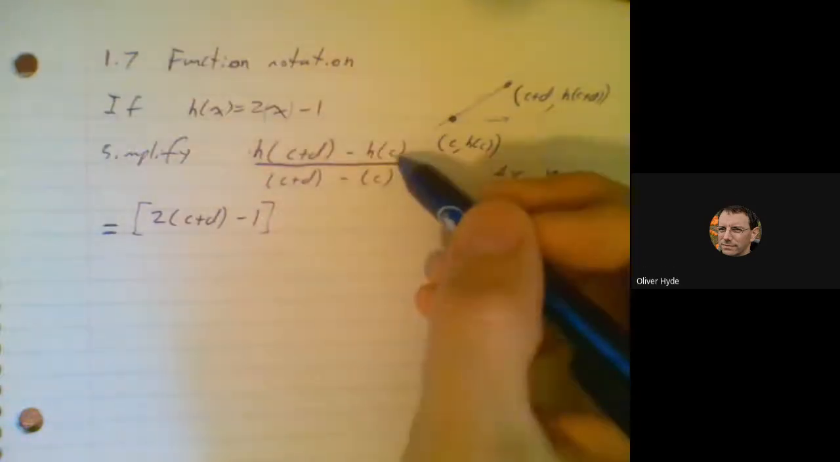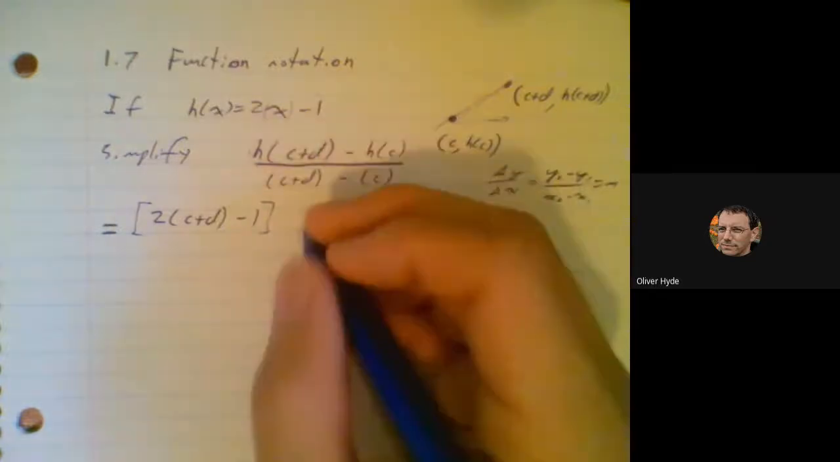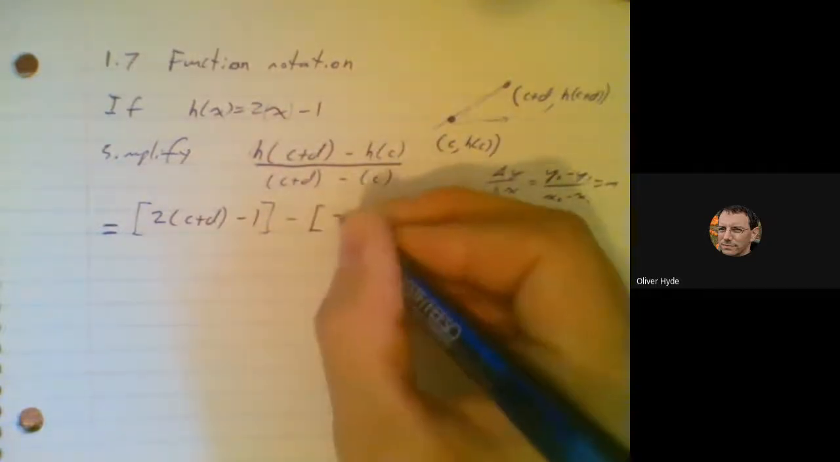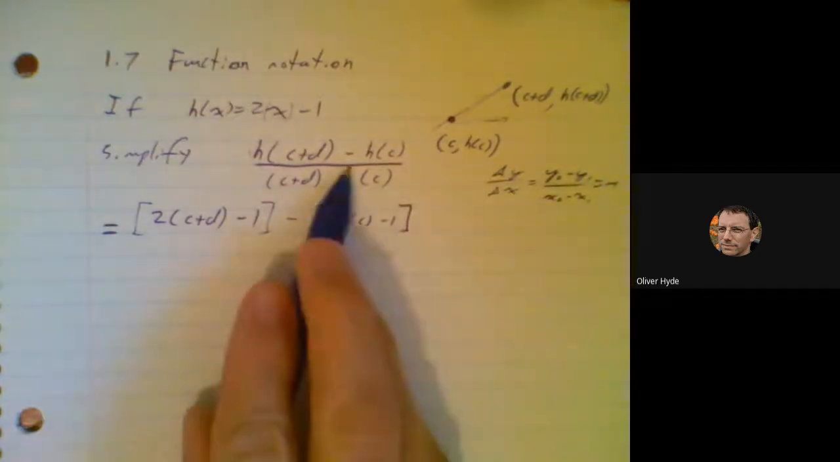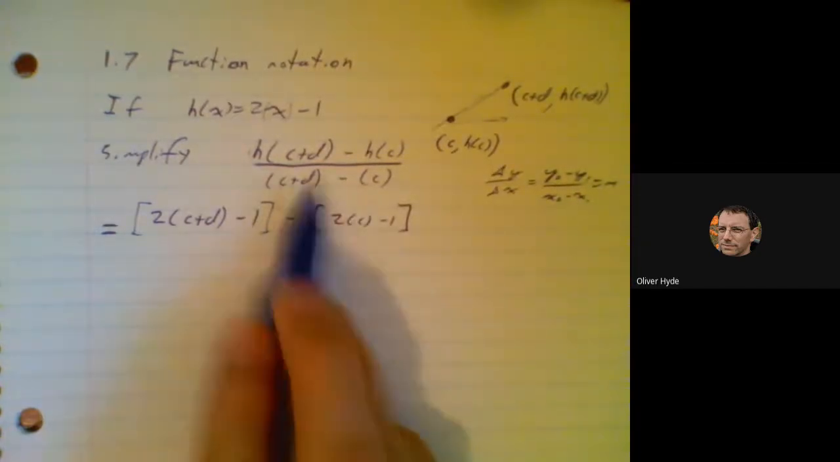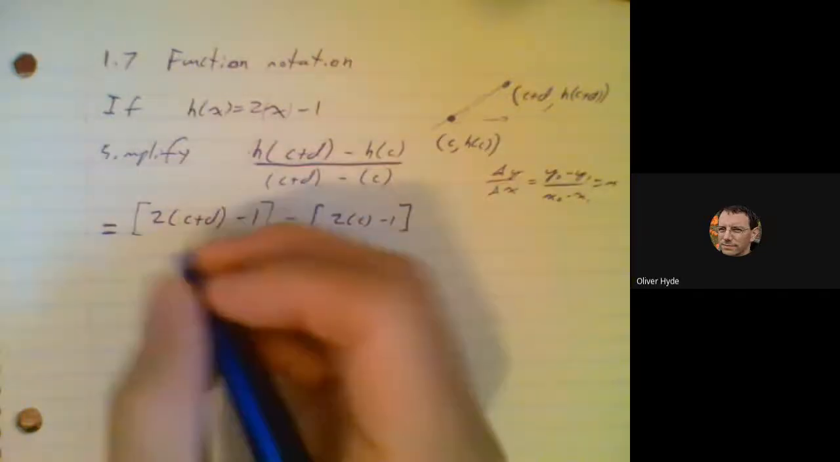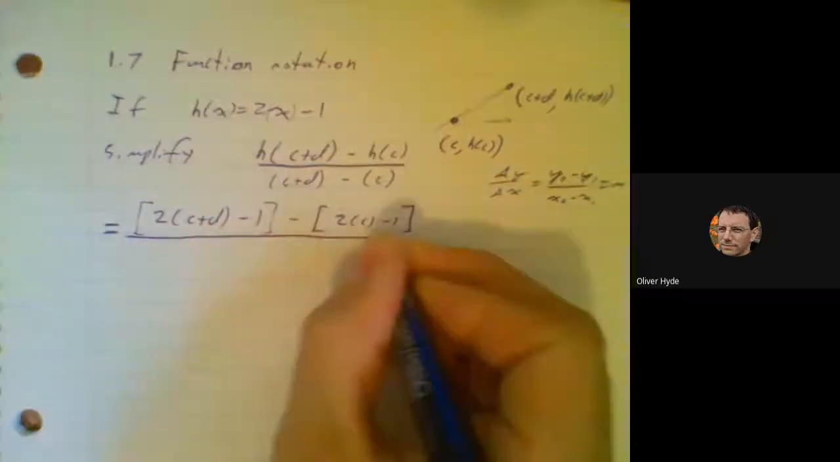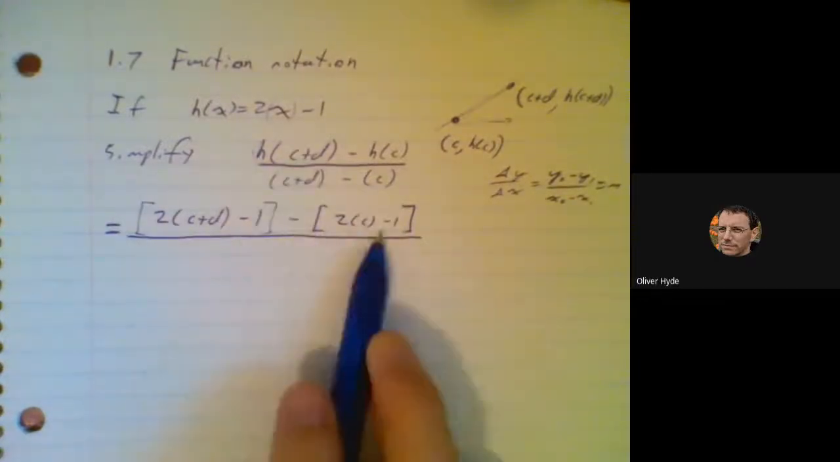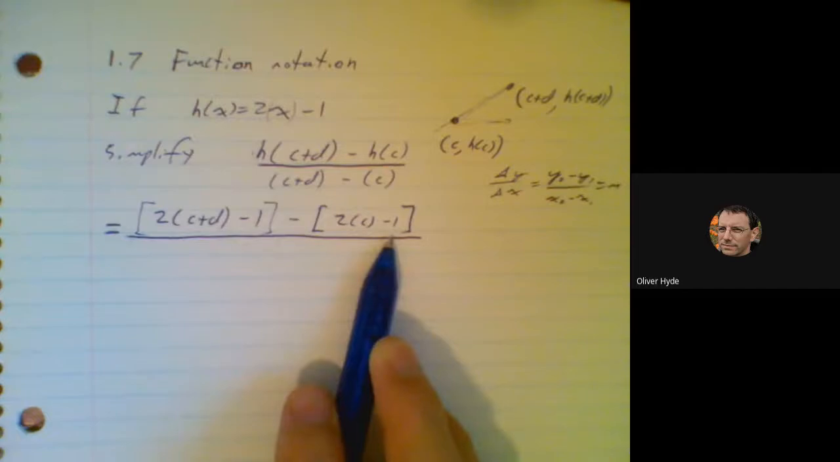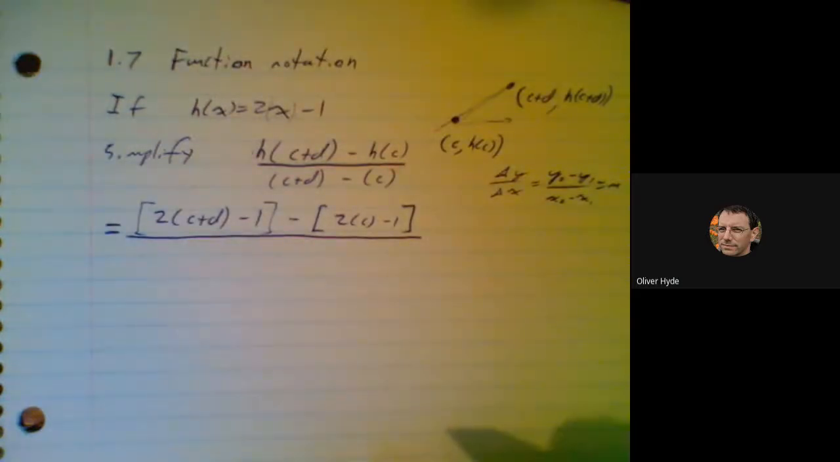If I run the h machine on an input of c, that machine is going to double c and then subtract 1. And then in this expression, I want to subtract that output from this first input. Notice my use of secondary brackets here because I need to subtract a polynomial expression. I want to subtract 2 times c minus 1. This is not the first time it's happened in this course.